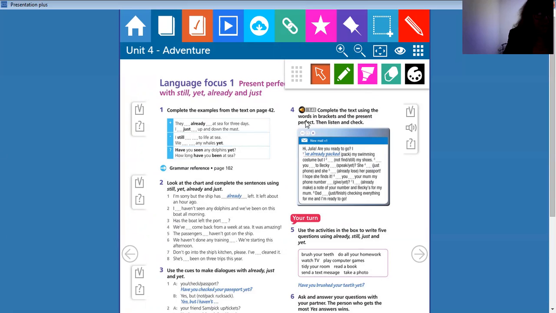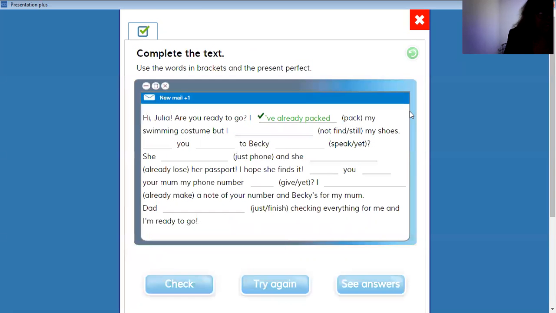Complete the text using the words in brackets and the present perfect. Then listen and check. Look at this. Good. Now you have the text. Here, "Hi Julia, are you ready to go?" I have, remember this is the short form. I have already packed my swimming costume. Number 2 here, I still haven't found.